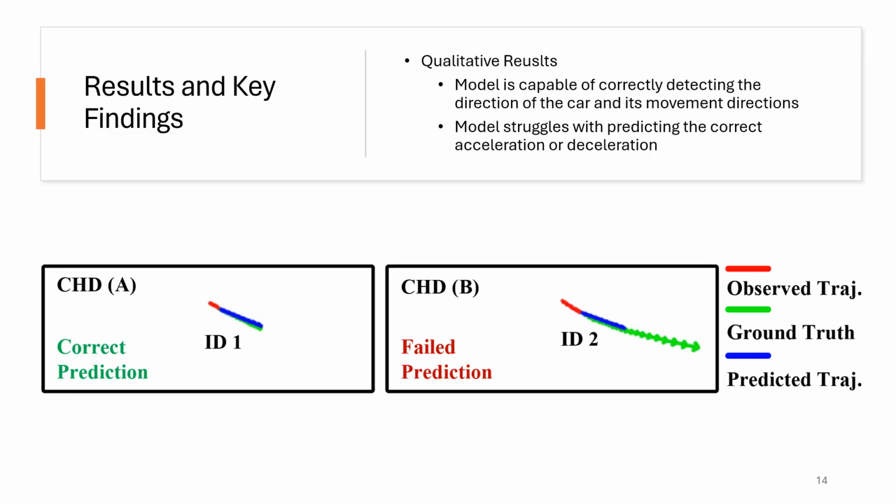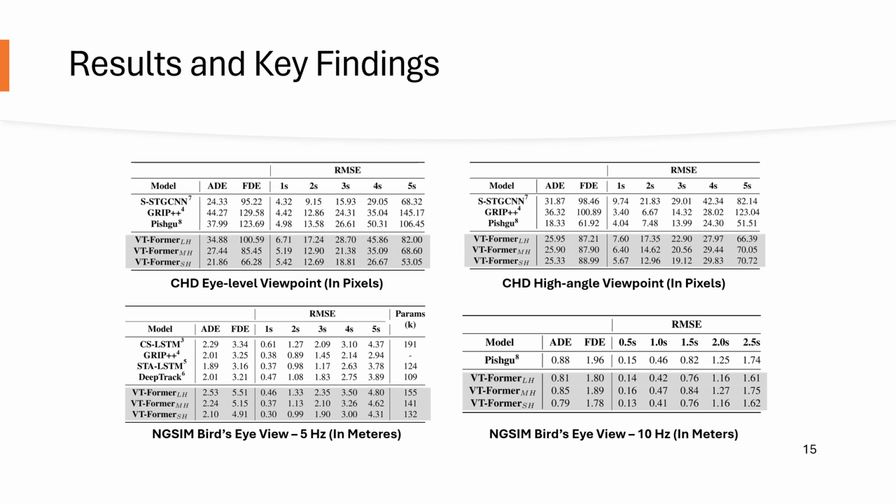The qualitative results demonstrate that the VT Former can effectively predict the direction of a vehicle's movement, as illustrated by examples such as a vehicle merging into a highway. However, the model primarily struggles with accurately predicting the vehicle's speed, acceleration, and deceleration. These findings suggest that incorporating an additional branch focused on the vehicle's movement vector could potentially enhance the results. The quantitative results indicate that currently, the VT Former achieves comparable results.